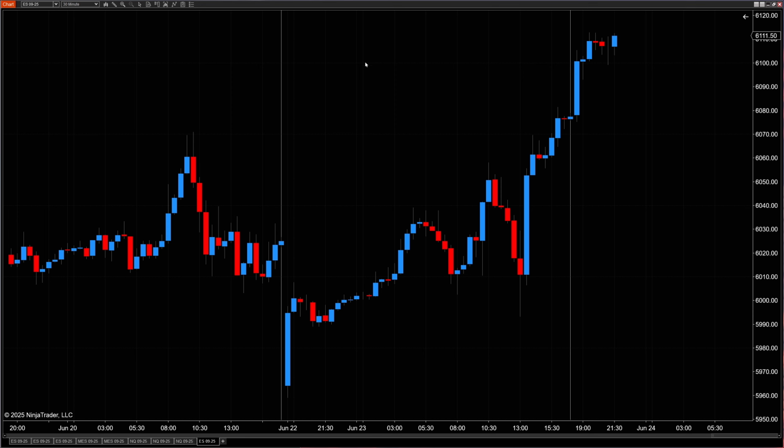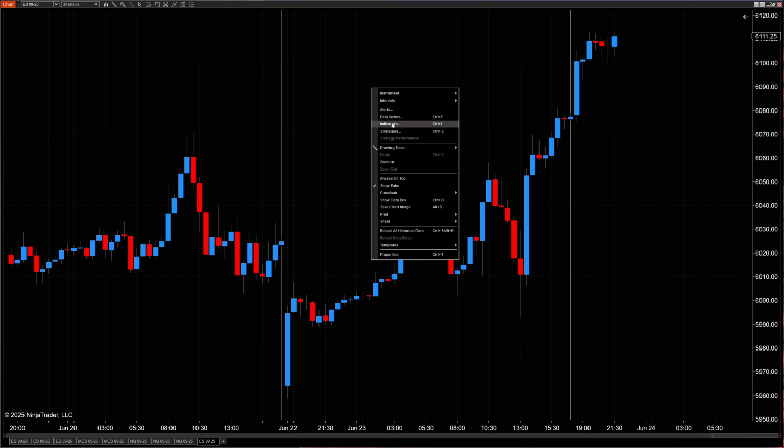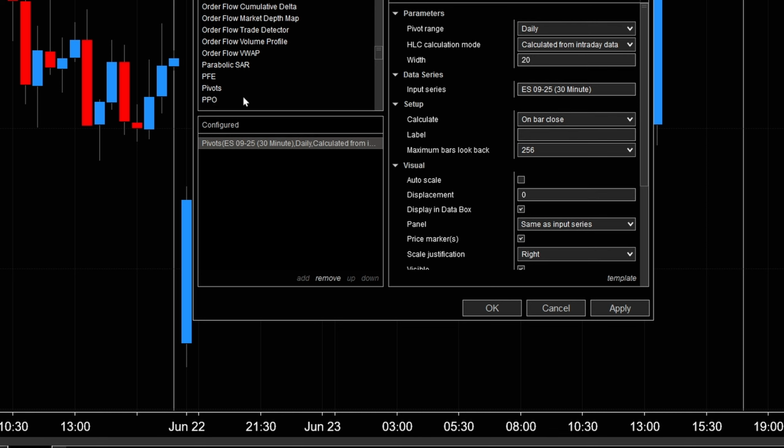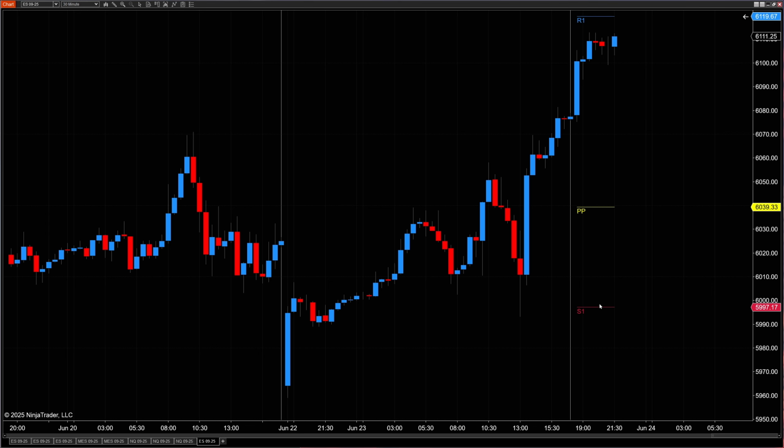If you're using the NinjaTrader platform, you can simply right click on the chart, go down to where it says indicators, and then scroll down to where it says pivots. Double click on that, and now you have the pivot indicator on your chart.